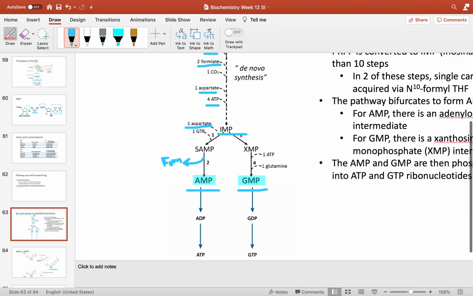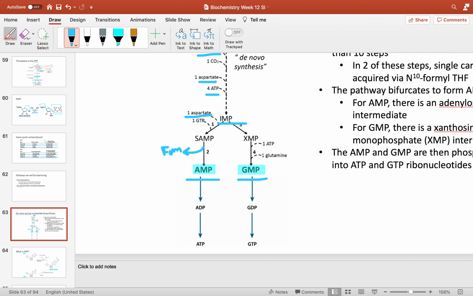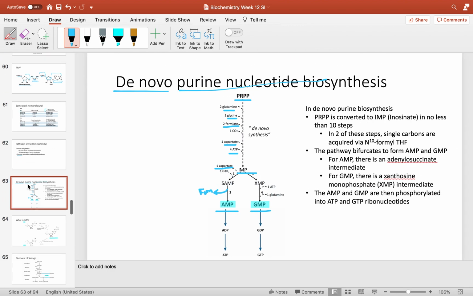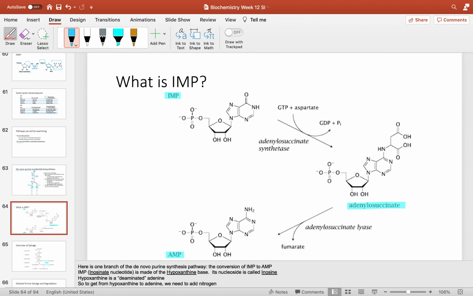Now let's look at the other path in this bifurcation. The IMP can also be converted to guanylate, which is GMP. The intermediate in that is xanthosine monophosphate. So you can see that there's an intermediate in both pathways. Then this intermediate will be converted via ATP and glutamine into GMP. And once again, GMP can be phosphorylated into GDP and GTP.